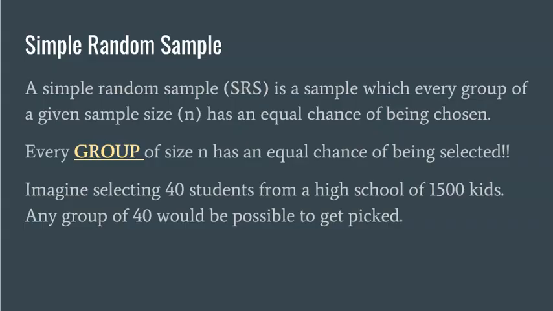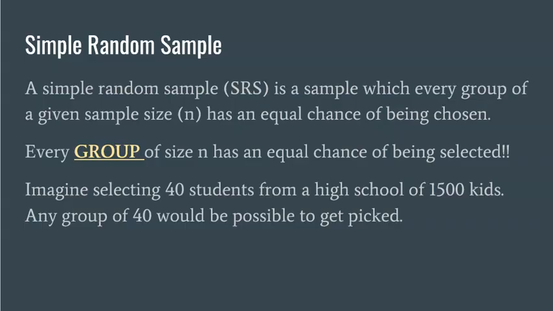Let's do another example so you can really understand this. Imagine I want to select 40 students from a high school that has 1,500 kids. All right. Any group of 40 needs to have a chance to be picked. I could get all 40 males. Now, that would probably be pretty weird if I did it randomly, but that could happen. I could get all 40 seniors. That would be kind of weird, but it has to have a chance to happen. You would think if it's truly random, those 40 students picked would be a nice mix. You would think, or we would hope so, right?